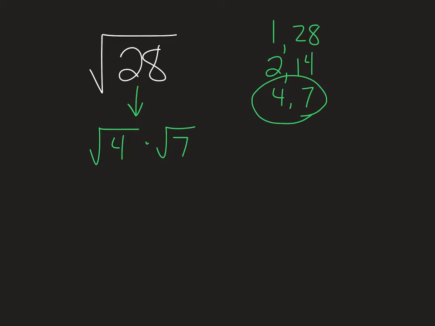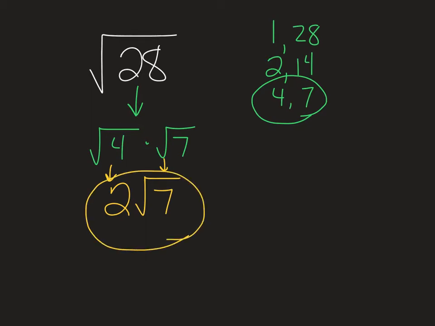Now, do we know anything about 4 and 7 in terms of their square roots? Yes, we absolutely do. The square root of 4 is 2. Do I know anything about the square root of 7? Nope. It's not a perfect square. There's not anything that I'm going to multiply by itself to give me 7. So I just bring that down. So 2 square roots of 7. So if I asked you to simplify the square root of 28, it would simplify to be 2 times the square root of 7.